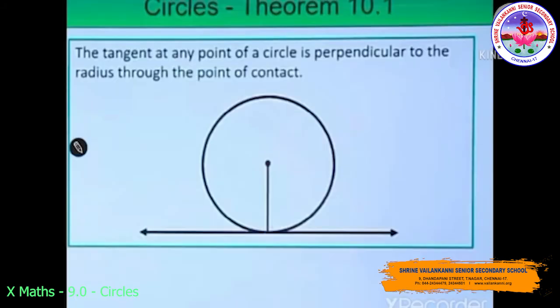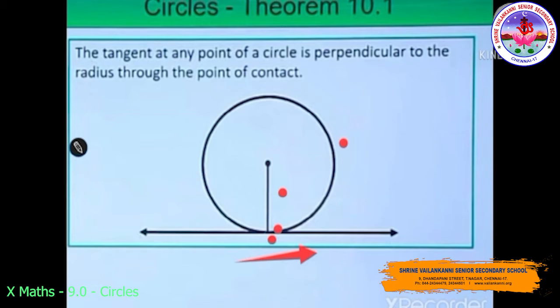Now coming to theorem 10.1 in circles. The tangent at any point of a circle is perpendicular to the radius through the point of contact. We have drawn a circle, a radius, and a tangent. We are going to prove that this tangent is perpendicular to the radius through the point of contact, which means that the tangent makes 90° with the radius of the circle.